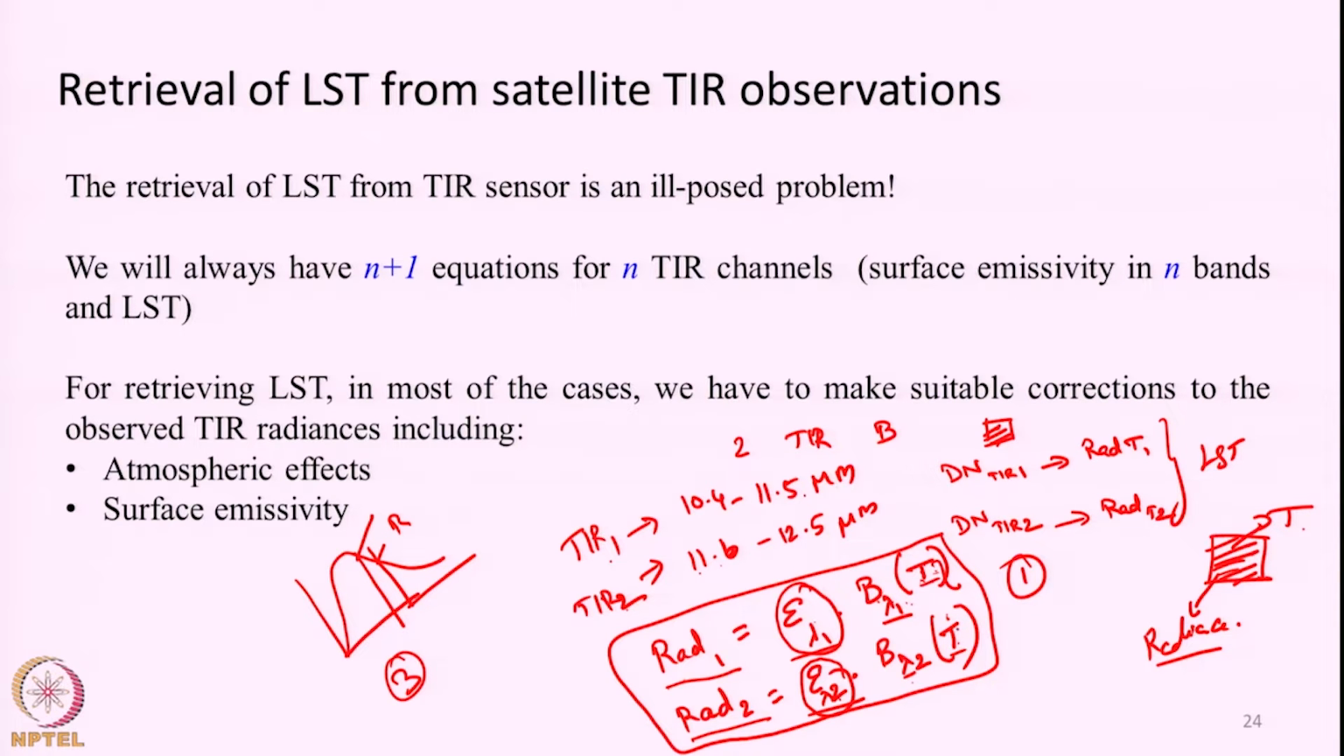of the object itself. So, this is the case of TIR observations. If I have n thermal channels, then I will have n equations and n plus 1 unknowns. That n plus 1 unknowns indicates n emissivities in these n thermal channels plus the land surface temperature. So, whatever be the number of bands you have, there will always be one more unknown than the number of bands that you have in the sensor.